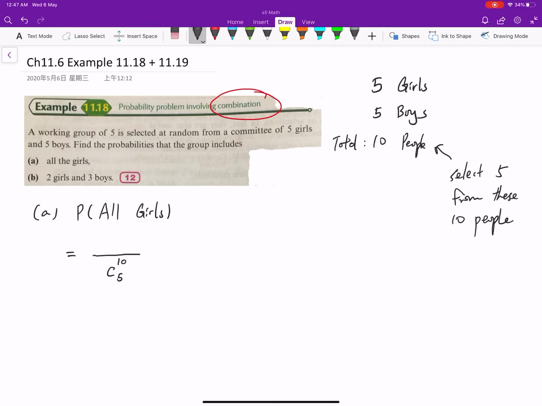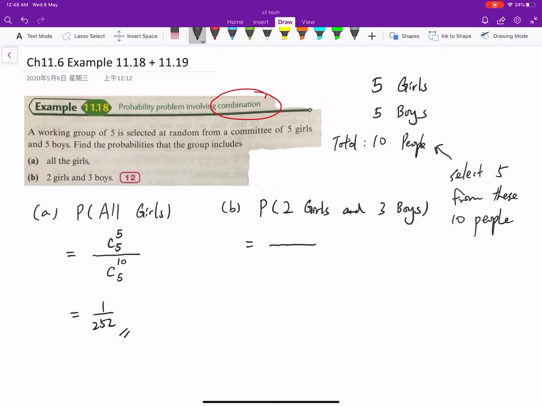And for the numerator, it should be the number of outcomes favorable to your event. So now all are girls, and so we select 5 girls from the 5 girls, right? So we get 5C5. And then we can get the answer. For part B, if you get some practice, then you will understand more skills and how to think about these kinds of questions.